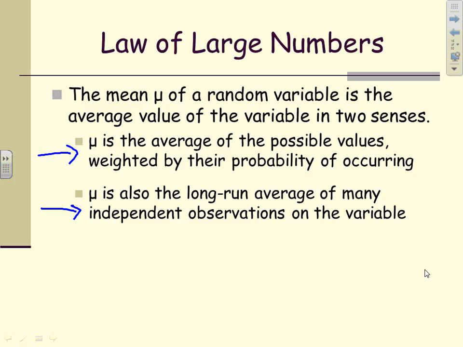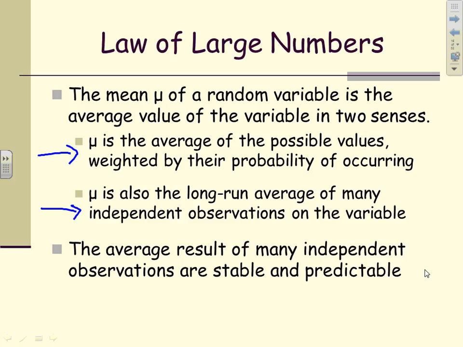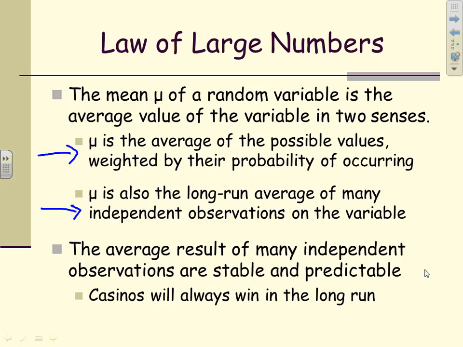Think playing the casinos. It says the average result of many independent observations are stable and predictable. And that's what casinos know. Casinos know that maybe there's going to be a handful of people that leave each day winning $100,000. But they also know that there are going to be hundreds, if not thousands, of people leaving who lost $100 or $200. And those thousands of people who lost $100 or $200 are going to end up winning the casino more money than those couple of people who won $100,000, because the law of large numbers dictates that that will happen.